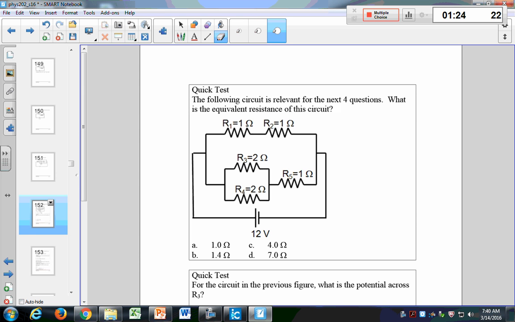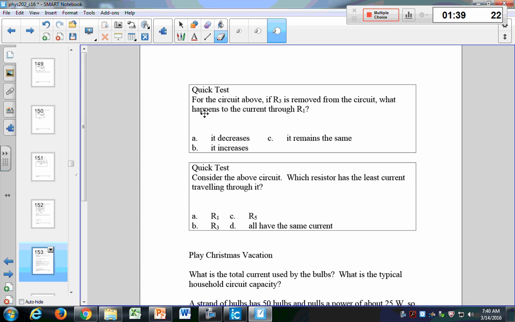So if I increase the resistance of this parallel branch, how does it affect the current through this branch? If I remove R3, what happens to the current through R1? Does it decrease, increase, or remain the same? Change your answers if you'd like. Does anybody want to change their answers?